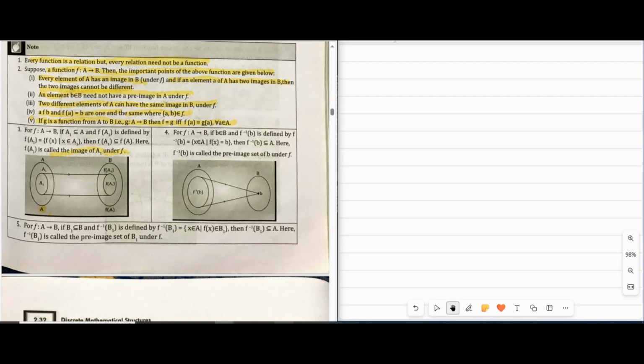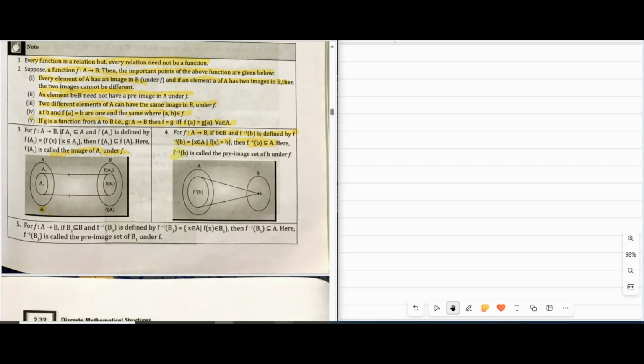Then for F from A to B, where b belongs to B, and F inverse of b is defined by F inverse of b equals {x belongs to A such that F of x equals b}, then F inverse of b is a subset of A.